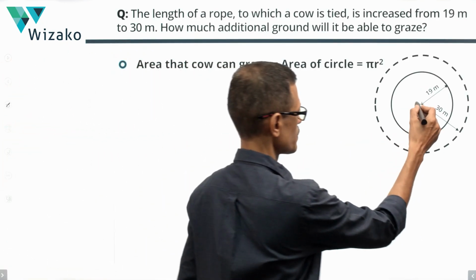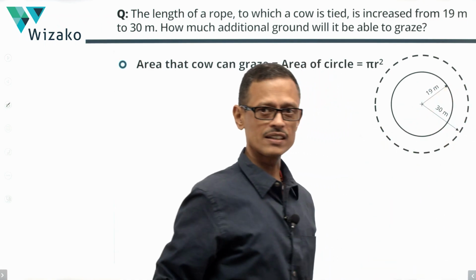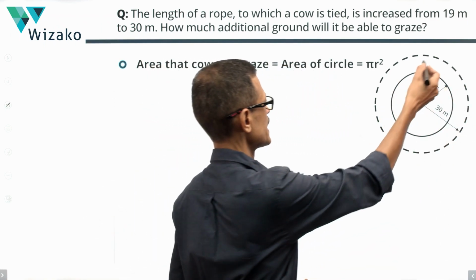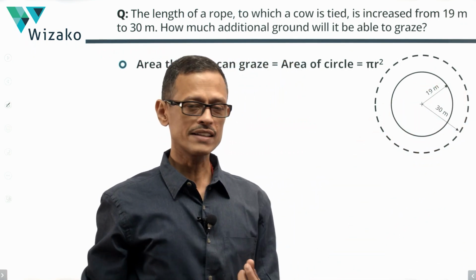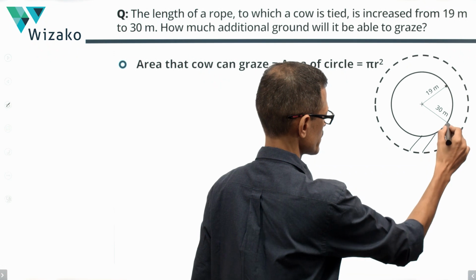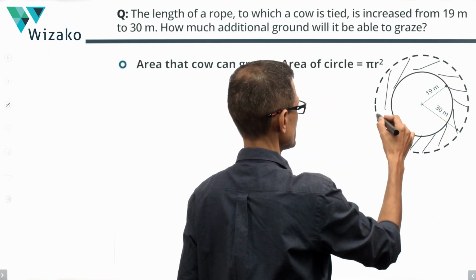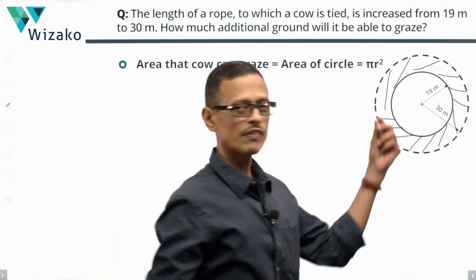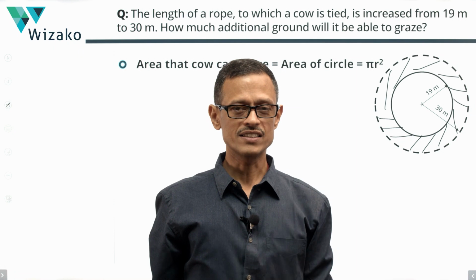Initially, this is the place where it was tied, and the circular area that it could graze was basically the inner circle. Now, it is able to graze the area of the outer circle. So, how much extra area is it able to graze? That is basically the area of this ring. This is the extra area that it will be able to graze. How do we find the area of the ring? It is essentially the area of the outer circle minus the area of the inner circle.